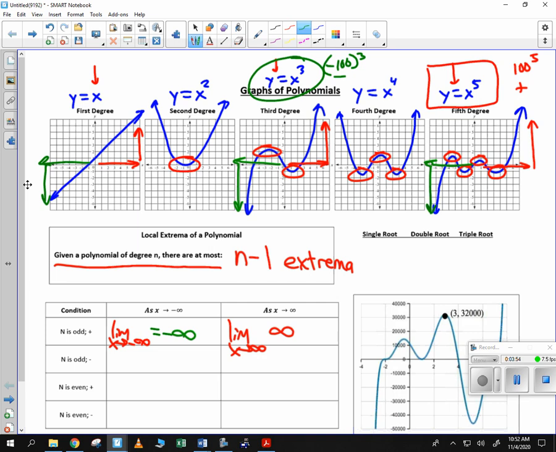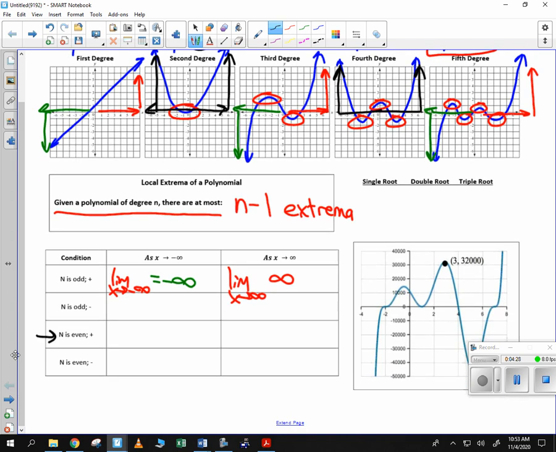Now let's look at the even examples. Notice that for x squared, as you head to the right, the values go up, and as you head to the left, the values go up. Same thing for a fourth degree. As you head to the right, the values go up. As you head to the left, the values go up. Why? Because if you take a positive number, like 100, and square it, you're going to get a positive value. And if you take a negative value, like negative 100, and raise it to the fourth power, you're again going to get a positive value.